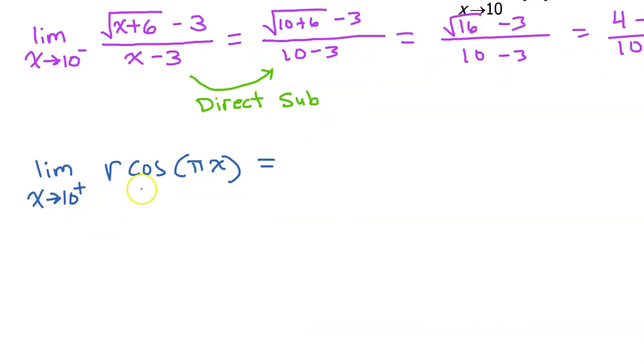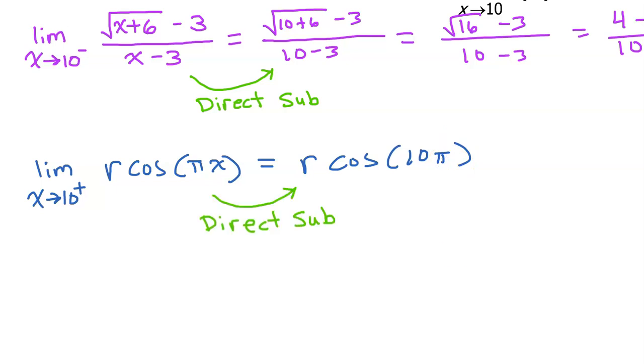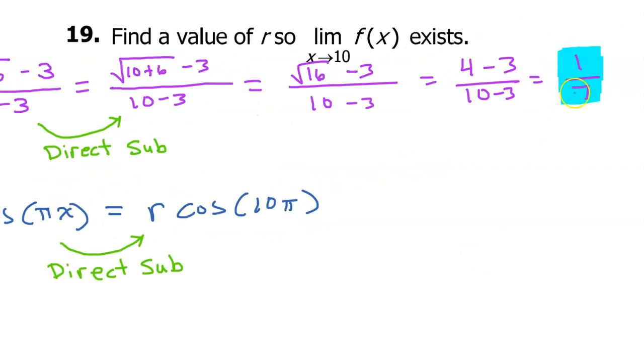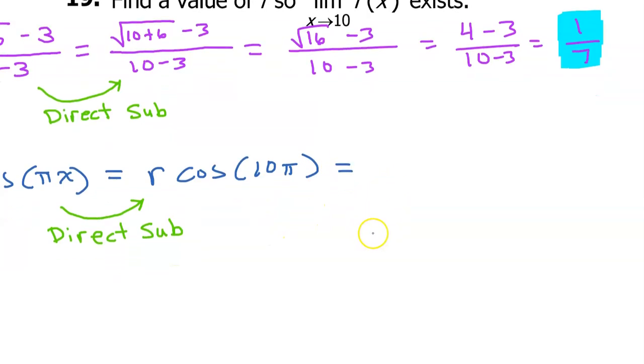Well, let's use direct substitution to find an expression for the limit as x approaches 10 from the right. So let's replace x with 10 in this expression. And so we should get r cosine of pi times 10, or I'm just going to put 10 pi. Keep in mind that in the end, this is going to have to equal 1/7 to match the limit from the left. But for now, what we can do is evaluate the cosine of 10 pi. There's no reason why we can't just go ahead and find that.